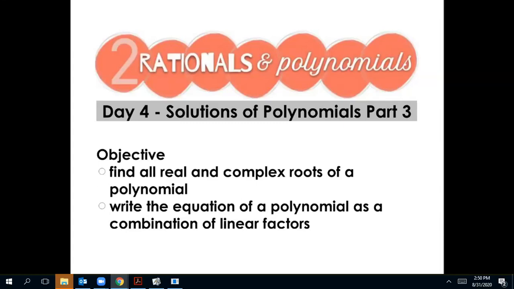Hi everyone, welcome to day 4 of the polynomials unit. Today we are going to find all real and complex roots of a polynomial. We haven't looked at any complex roots yet, and then we'll write the equation of a polynomial as a combination of linear factors. So let's get started right away.